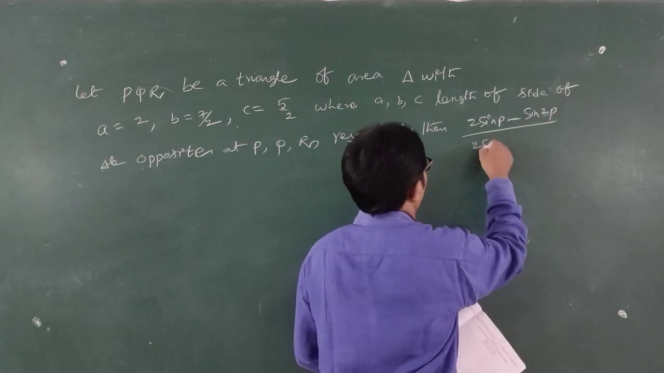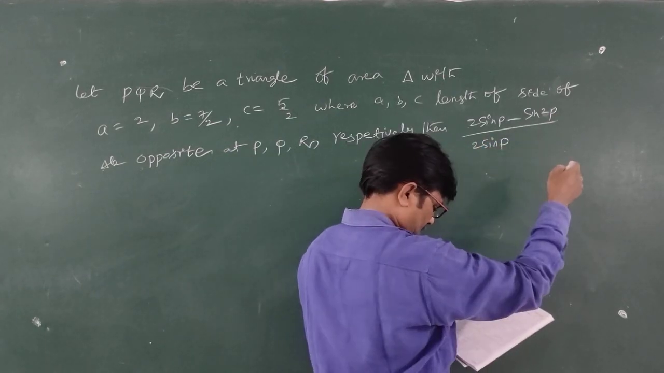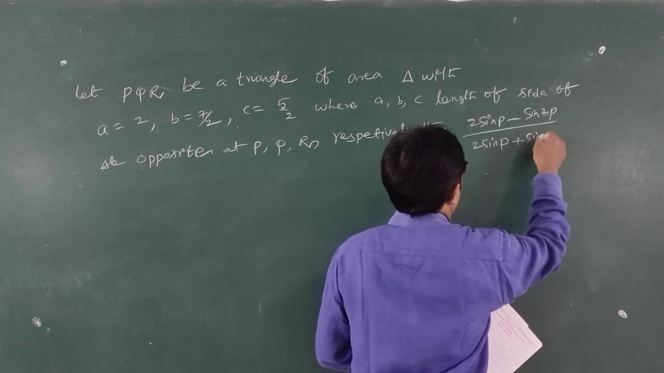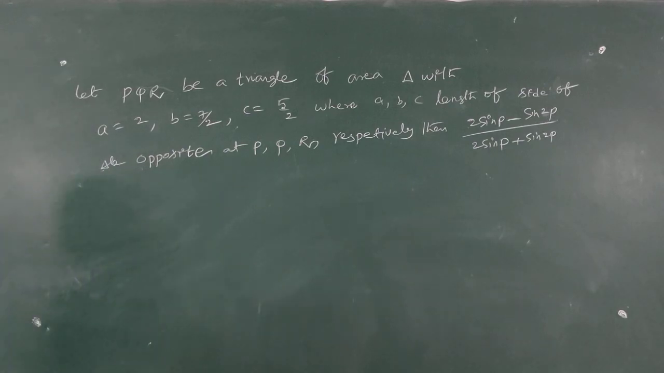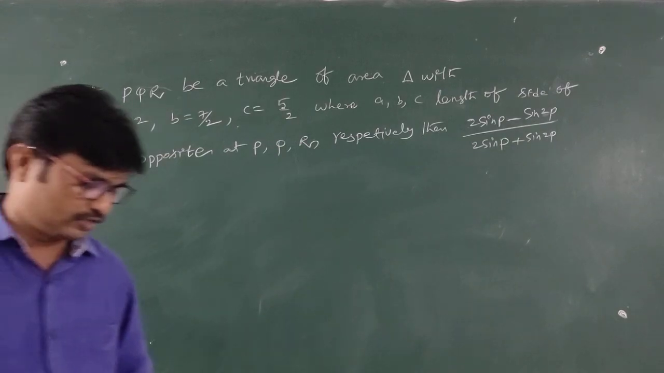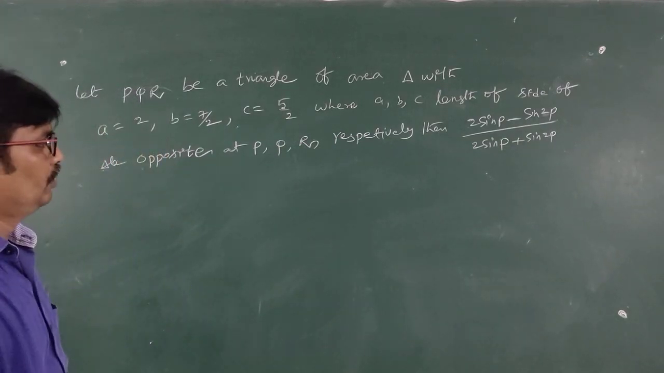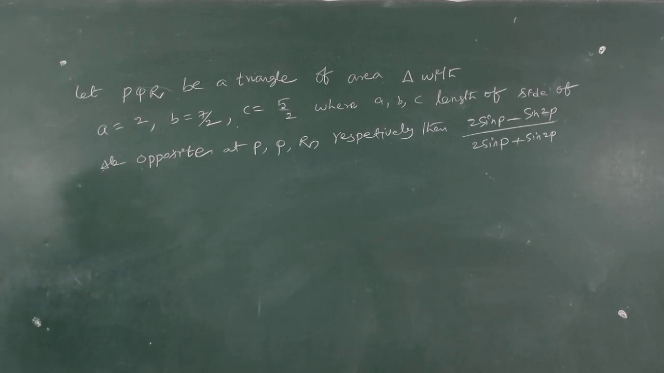upon 2 sin p plus sin of 2p. So dear students, right now we have to find this. Here the options are given: 3 by 4 delta, 45 by 4 delta, 3 by 4 delta whole square, 45 by 4 delta whole square. My dear students, each and every option has a denominator with delta.